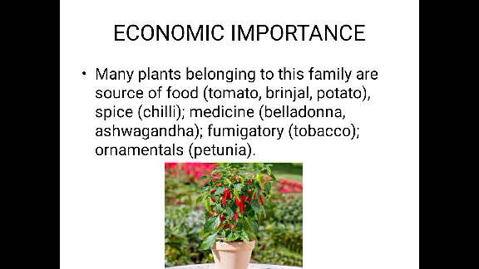So here when we see the economic importance of this family Solanaceae, they are a good source of food. For example, tomato, brinjal, potato, these all are food, isn't it? Then they can act as spice also. Chili is used as a spicy food. Then medicine: belladonna, ashwagandha, these plants have medicinal value. And fumigatory: tobacco can produce fumes, isn't it? Fumigatory means they produce fumes, that is tobacco. And ornamental, for beautification, for example, petunia. These are the economic importance of this family Solanaceae.